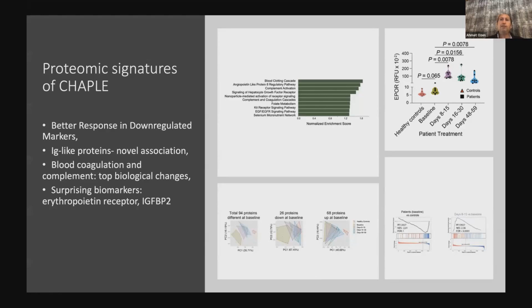Among the biomolecules tested, erythropoietin receptor showed a striking surge following treatment, which was normal at the baseline. This molecule has known functions in the hematopoietic system. It also supports vascular regeneration.